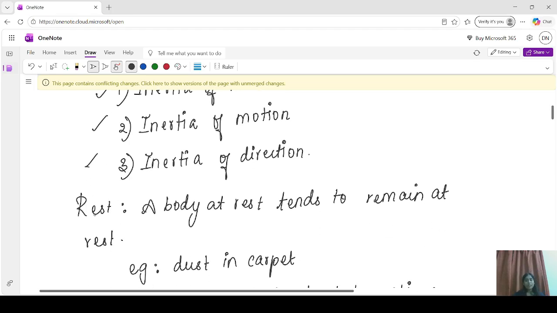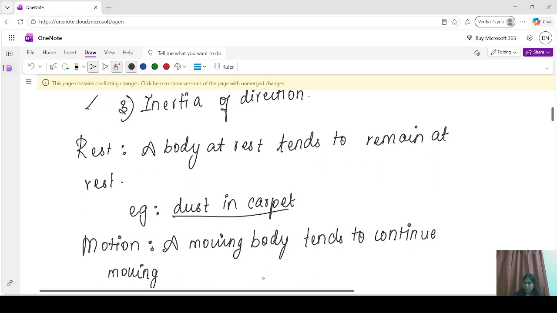So, what does inertia of rest mean? A body at rest tends to remain at rest. For example, I have taken here dust in a carpet. What does it mean? The dust particles in the carpet will not come out unless it is beaten or dusted, whatever.